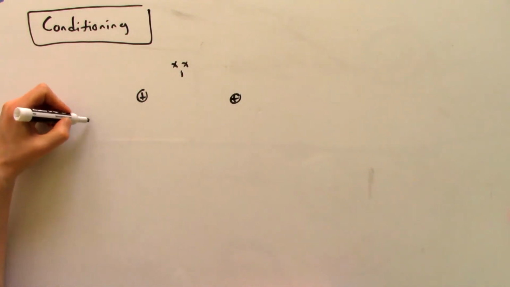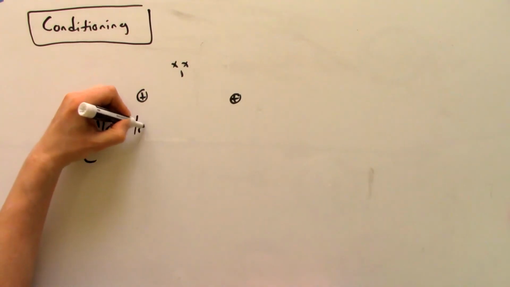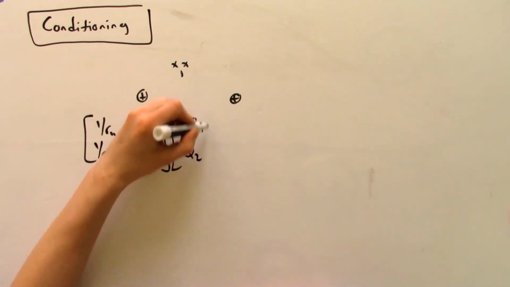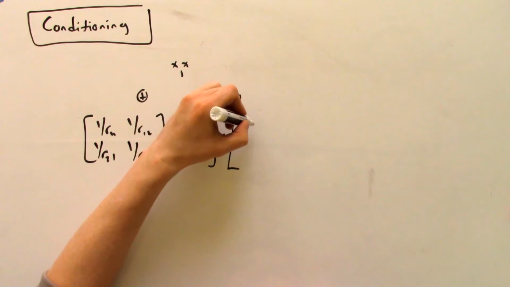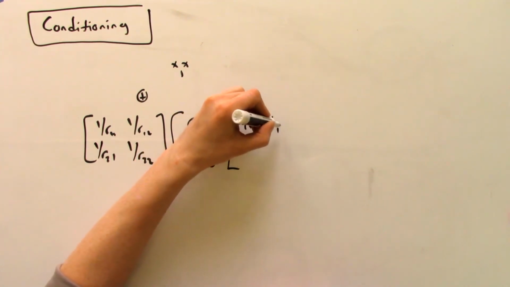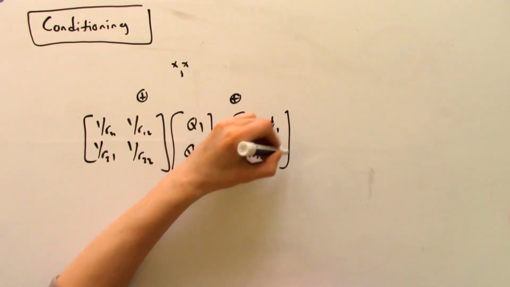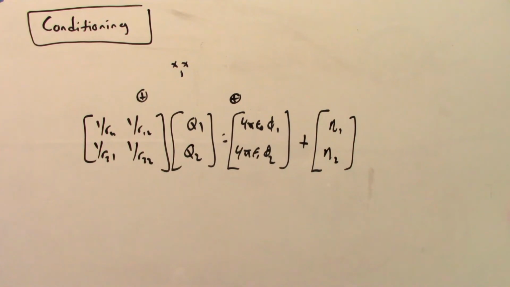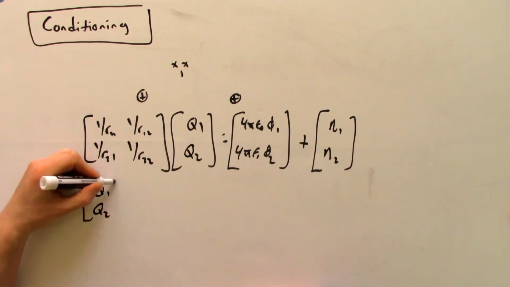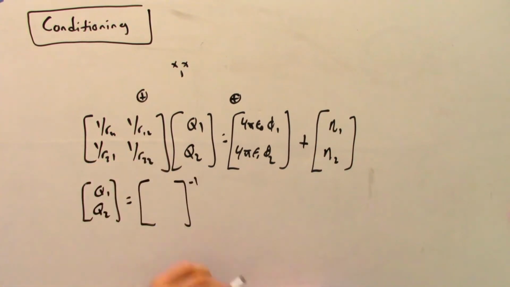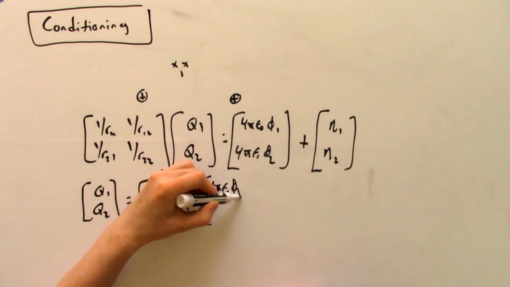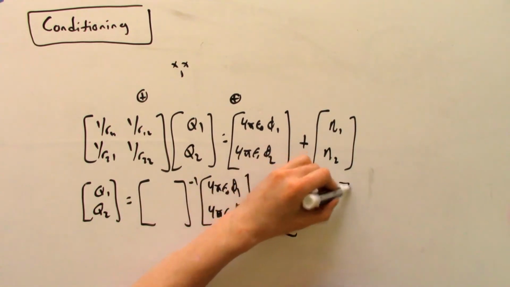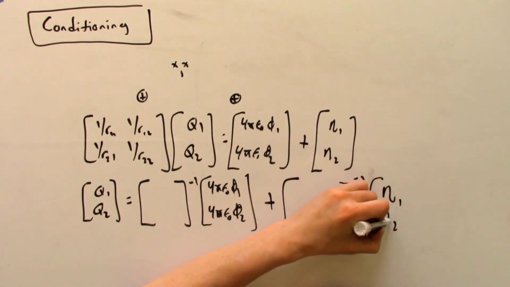Okay, so what you'll get is something that looks like the following with my system matrix: R11, R12, R21, R22, times Q1, Q2 is equal to 4 pi epsilon naught V1, 4 pi epsilon naught V2 plus noise and noise, like so. When I invert the matrix, you're going to see something that looks like the following. Q1, Q2 is equal to this whole matrix inverse times my 4 pi epsilon naught V1, 4 pi epsilon naught V2. Sorry, it's a little messy. Plus the matrix inverse again being multiplied by my noise samples over here.